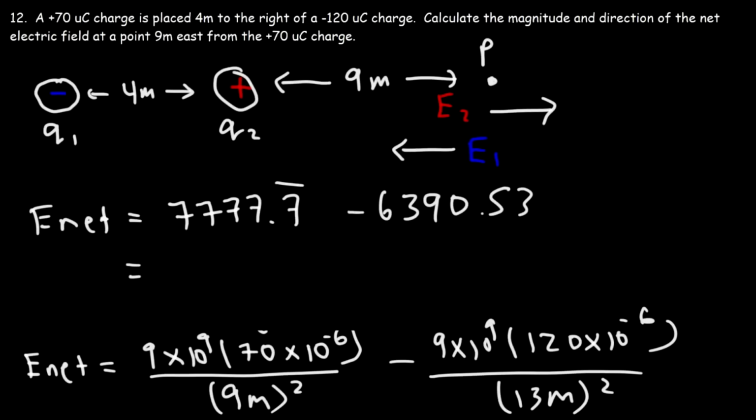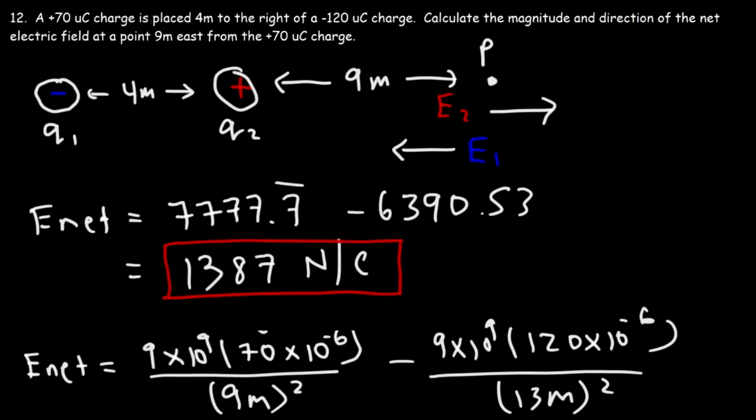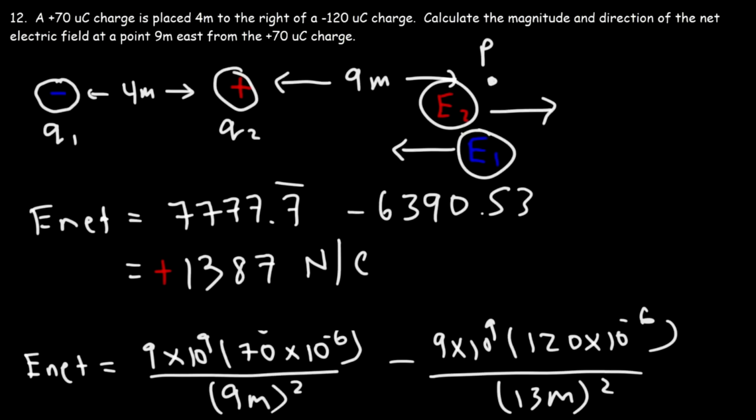So if we subtract those two numbers, you should get 1,387, rounded to the nearest whole number, newtons per coulomb. So this is the magnitude of the electric field. Now notice that this value is positive. This tells us that E2 is greater than E1. So the net electric field will be directed towards the right, in the east direction.